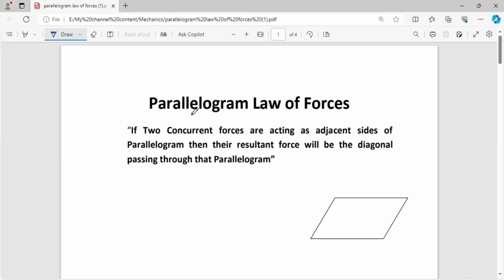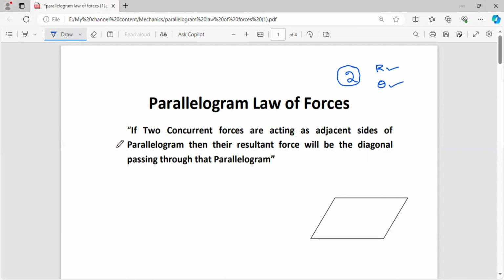So, what is the statement of the parallelogram law of forces? This can be used when two forces are given. When two forces are given, you have to calculate the magnitude of the resultant and the direction of the resultant. So, how can you find it out? What is the relation for the resultant force? How can you find the direction, in which direction the resultant force will be acting? And what are the different cases available in the parallelogram law of forces? This entire concept will be discussed in this video.